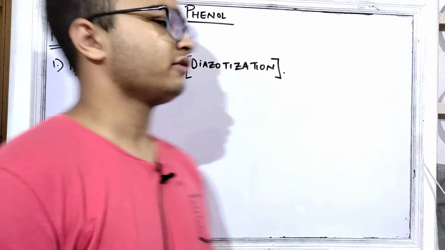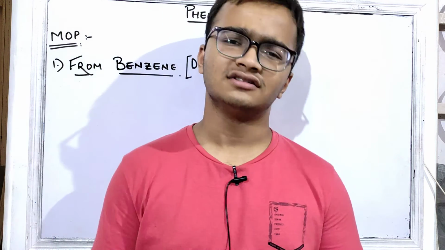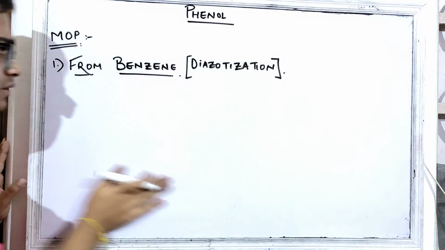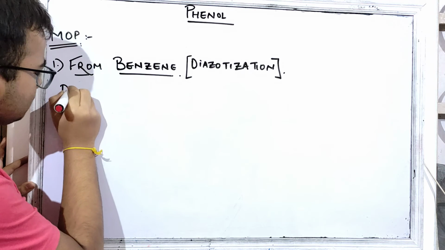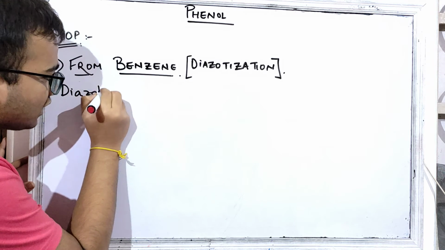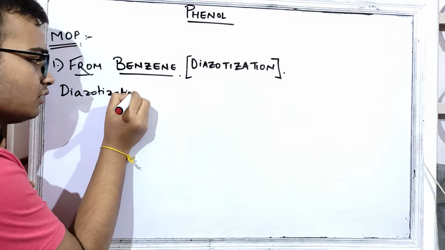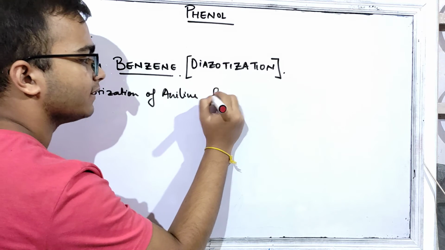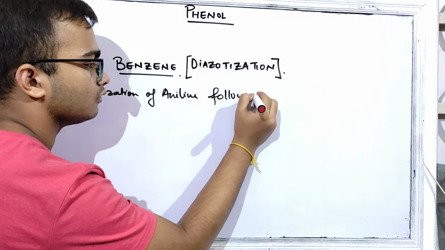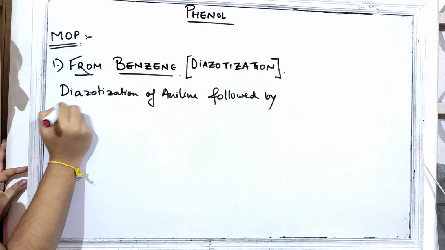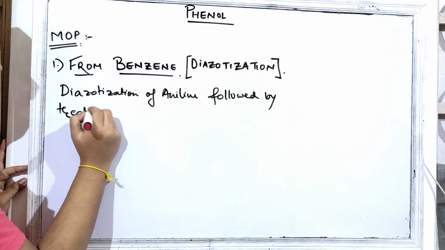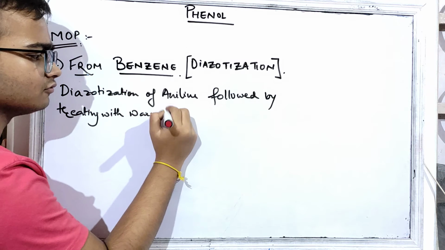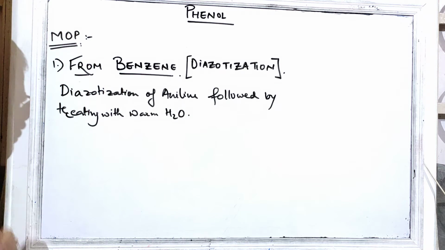The next process of the preparation of phenol from benzene is the diazotization process. You can write here in words the reaction which we are going to perform: diazotization of aniline followed by treating with warm water. So I just wrote the process in words.